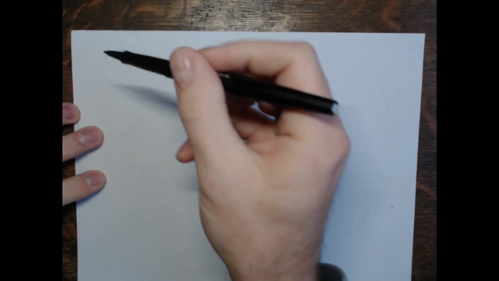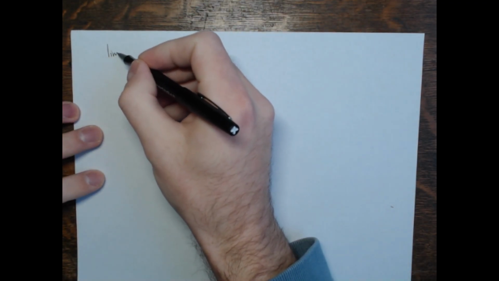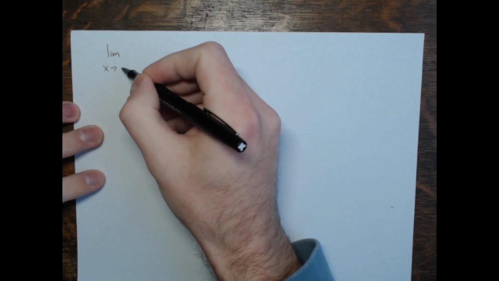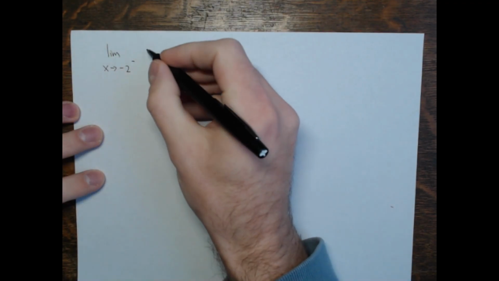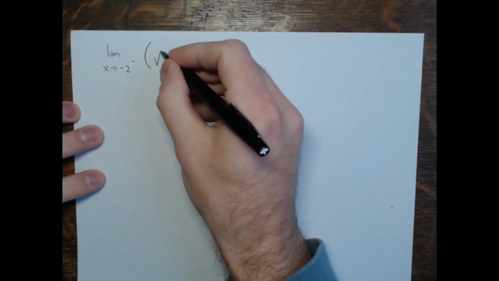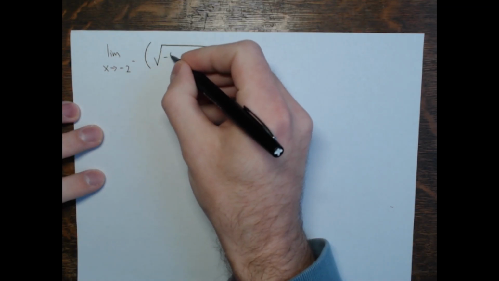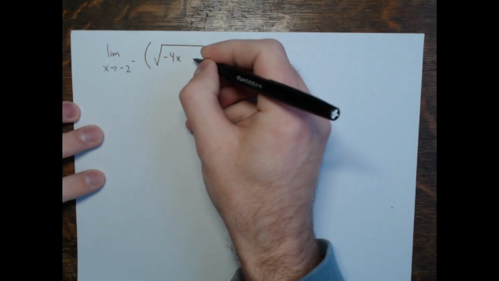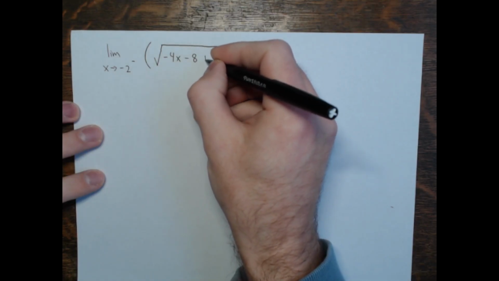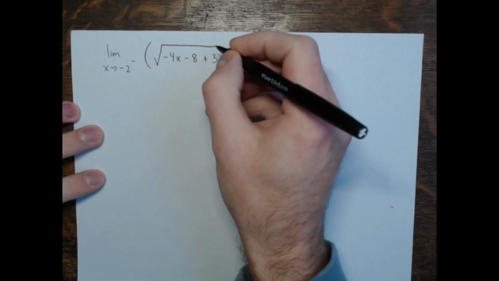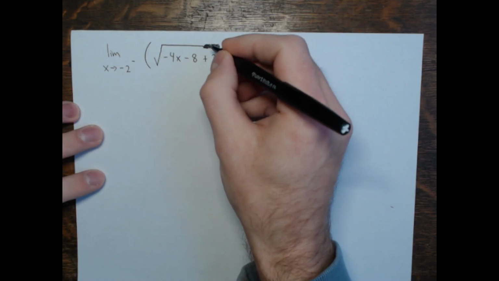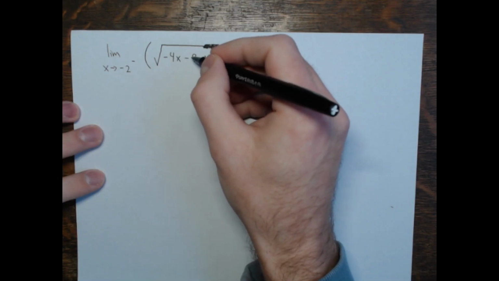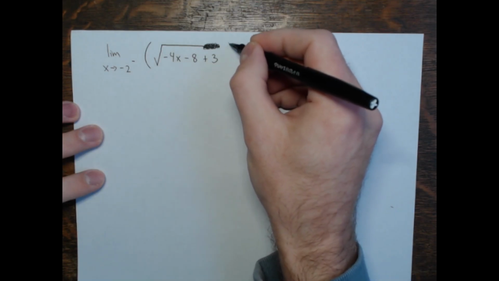Okay, so here we have the limit as x approaches -2 from the left, you've got the little minus sign there, of the square root of -4x minus 8, plus 3. Oh, sorry, plus 3 is not in the square root. So it's the square root of -4x minus 8 and then plus 3 after, okay?